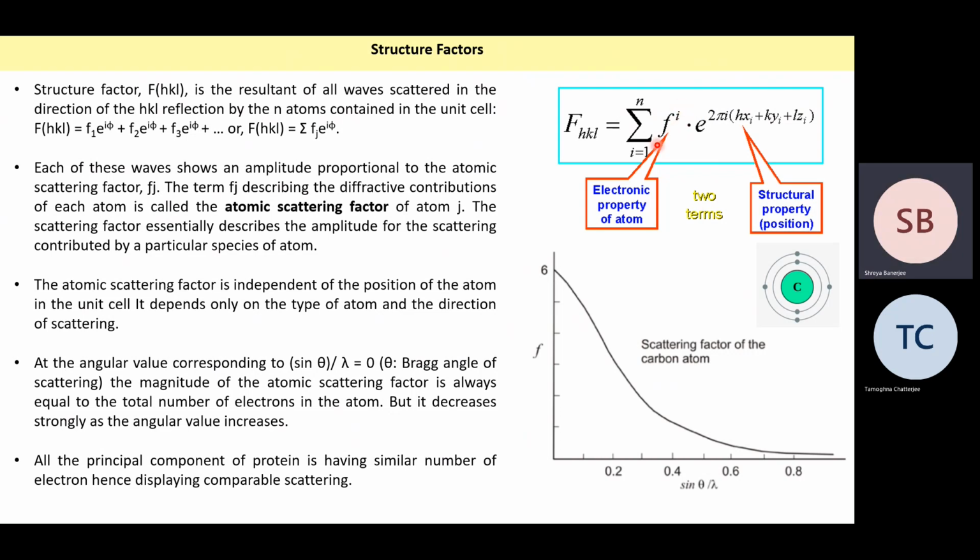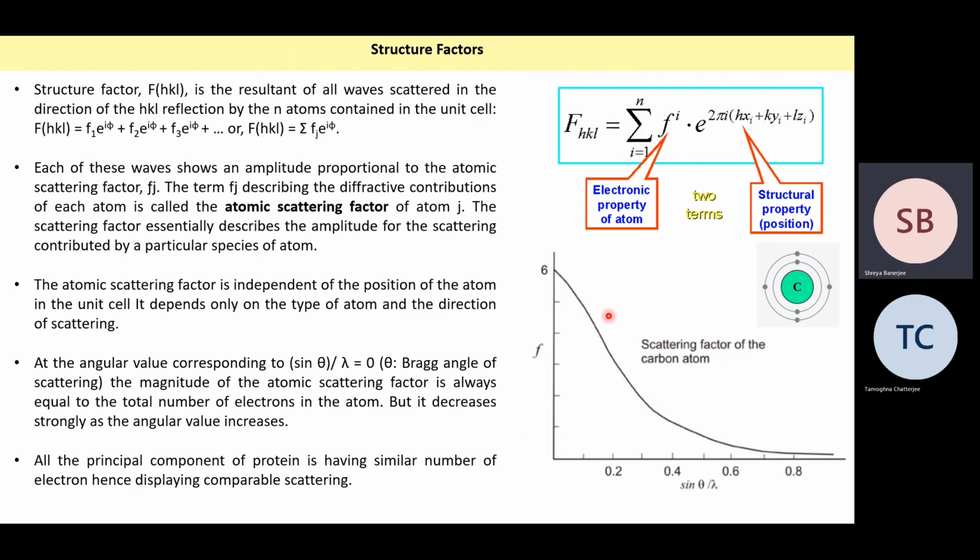And this term Fi is an electronic property of the atom, and it is called the atomic scattering factor. The scattering factor is essentially describing the amplitude for the scattering by each atom. Fi is completely independent of the position of the atom, and it only depends on the type of atom.